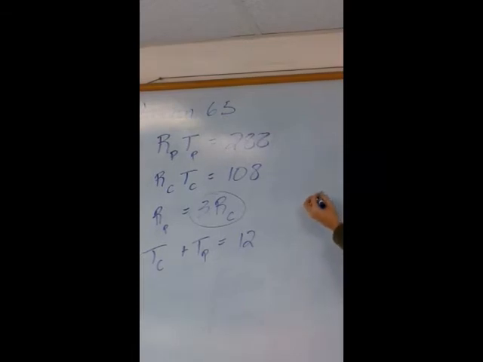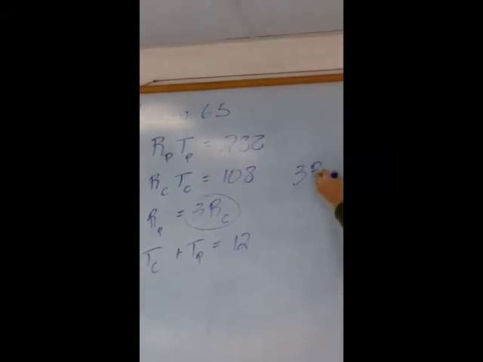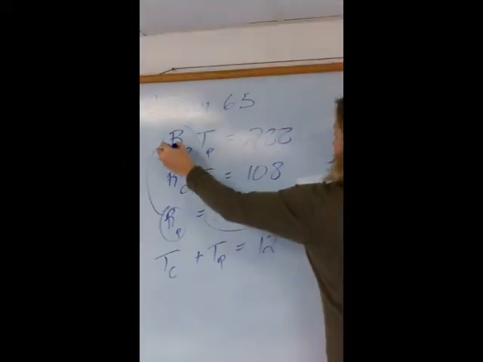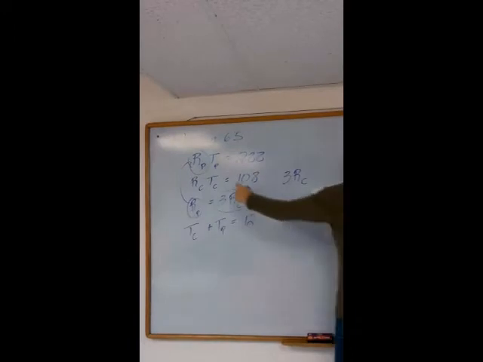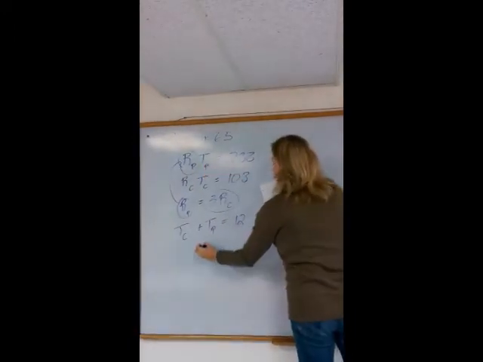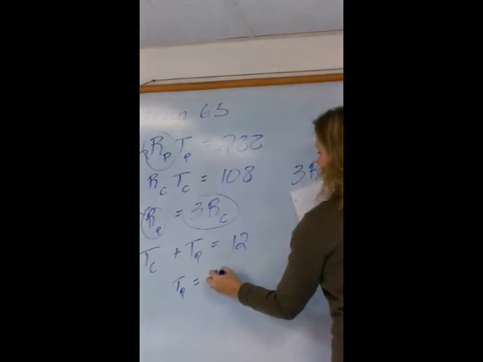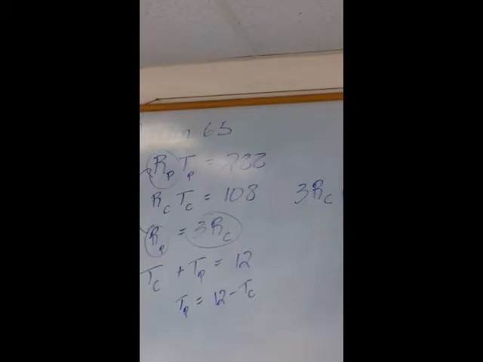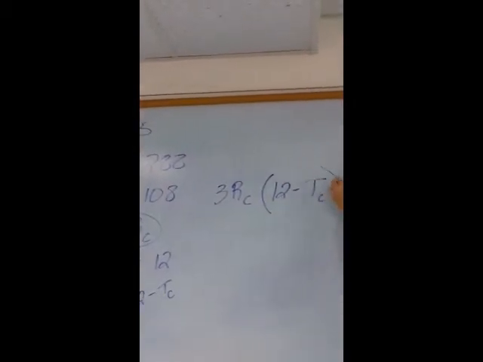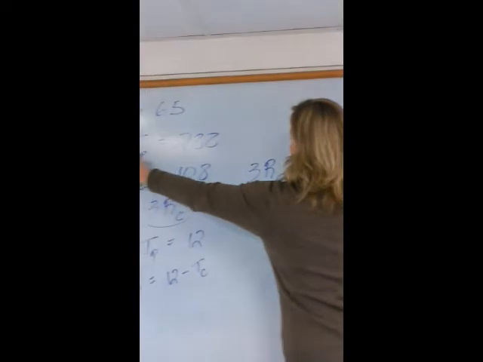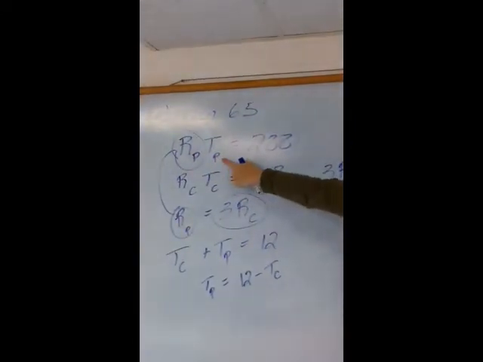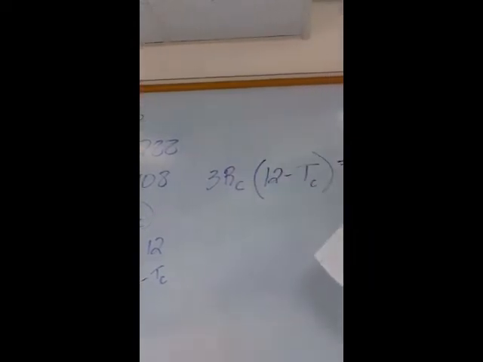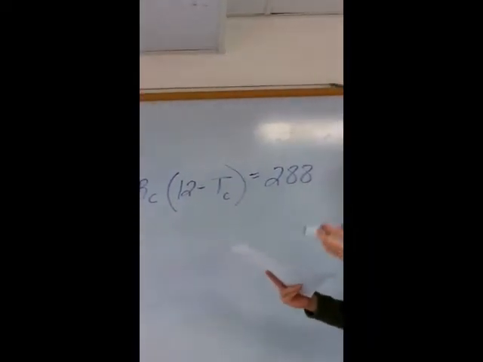So I'm going to go ahead and say that the 3RC, which is an RP, I can take that one and substitute it in there. And next I need a TP, and I can substitute and say that TP here would be 12 minus TC. So I'll put that in my equation, 12 minus TC. And so the RP, which is 3RC, and the TP, which is 12 minus TC, should equal 288. So you just kind of have to keep yourself a little organized and figure out where you're substituting.